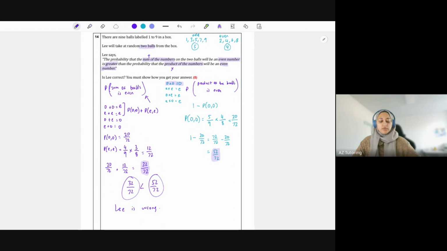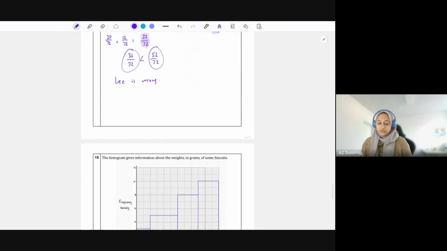So that was quite a strange question to put in the GCSE exam, but they wanted you to list out possibilities, odds and evens, and just put in some numbers and see what happens. Let's move over to question 15.